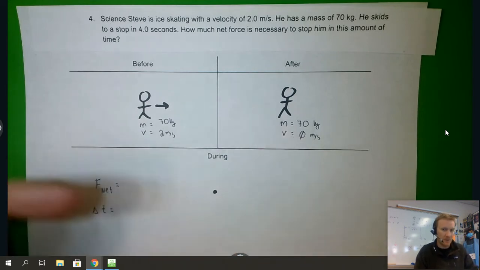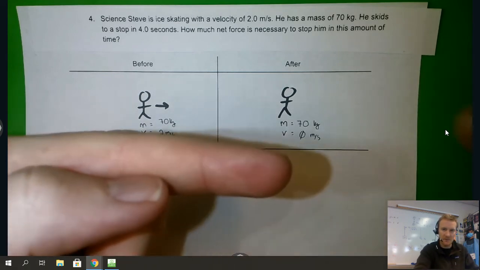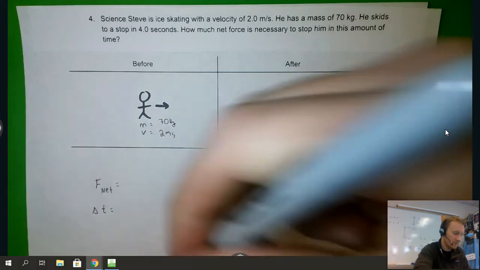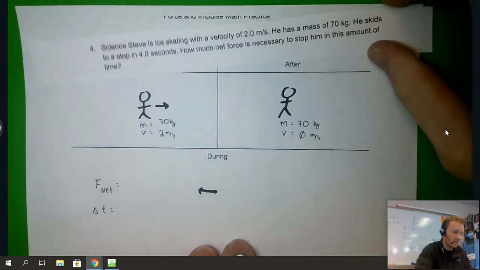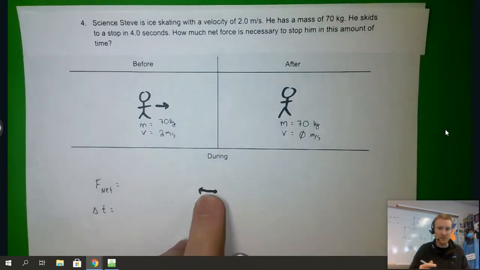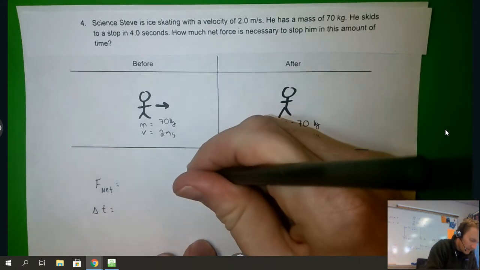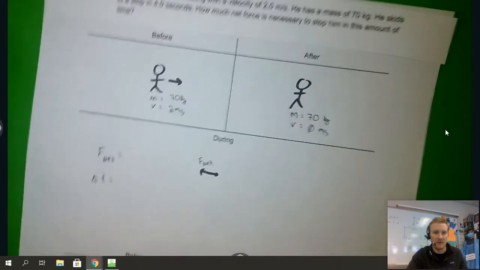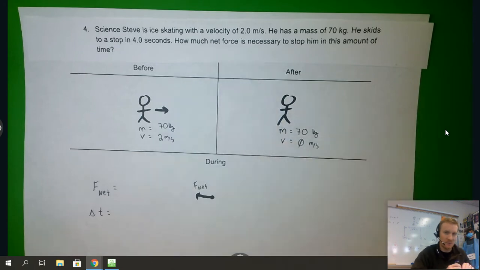We also have its final mass and final velocity, right? Skids to a stop. So if you're traveling in this direction and you come to a stop, that means that something has to be interacting with you in the opposite direction, right? That force has to be going against motion. Okay, so on my force vector diagram, I'm just going to show the net force going in the opposite direction of Steve here.